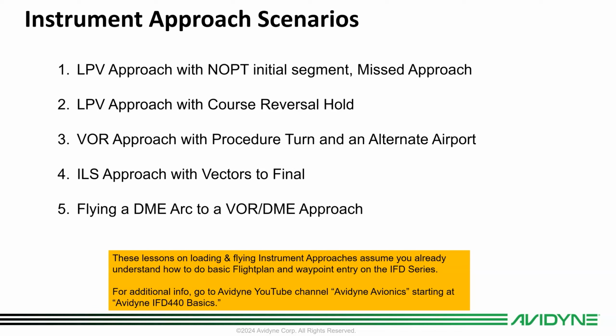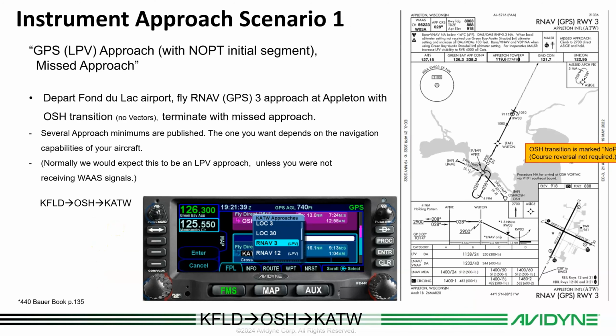We'll do an LPV approach with no procedure turn and then also fly the missed. Then we'll do a LPV approach with a course reversal hold, followed by a VOR approach with a procedure turn to an alternate airport. Then we'll fly the ILS with vectors to final into that alternate. And then finally we have a DME Arc to a VOR DME approach.